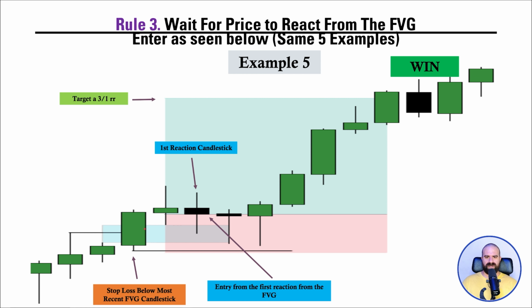We extend that to the right. The first reaction candlestick happens with this. The first reaction happens with this candlestick right here. Okay, so we enter exactly at the close of this candlestick. And here we are placing the stop loss below candlestick number 2 out of the 3 that created the FVG. We are targeting a 3 to 1 reward to risk, and this is a win.